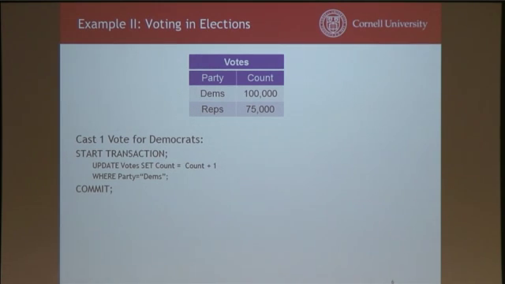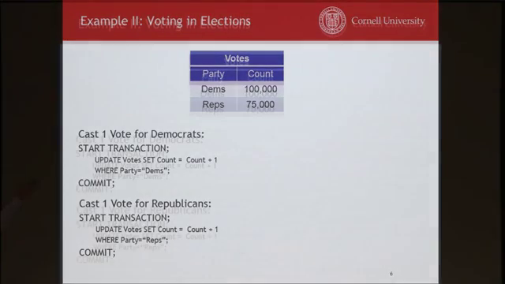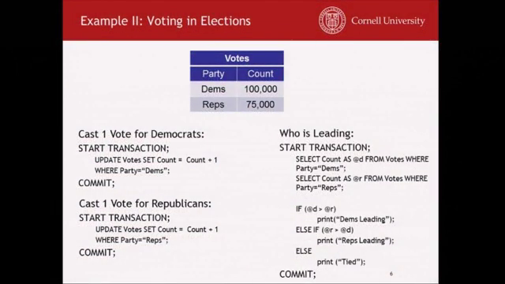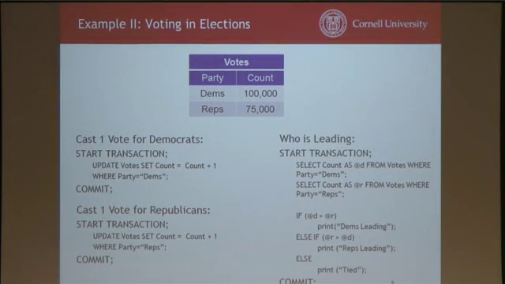One is to cast a vote for Democrats, which basically just updates the count variable of Democrats by 1. A second, to cast a vote for Republicans, which increments the value corresponding to Republicans. And a third transaction, which checks who is leading. So it reads the Democrats and Republican counts, compares the 2 values, and displays who is the current leader in the election.